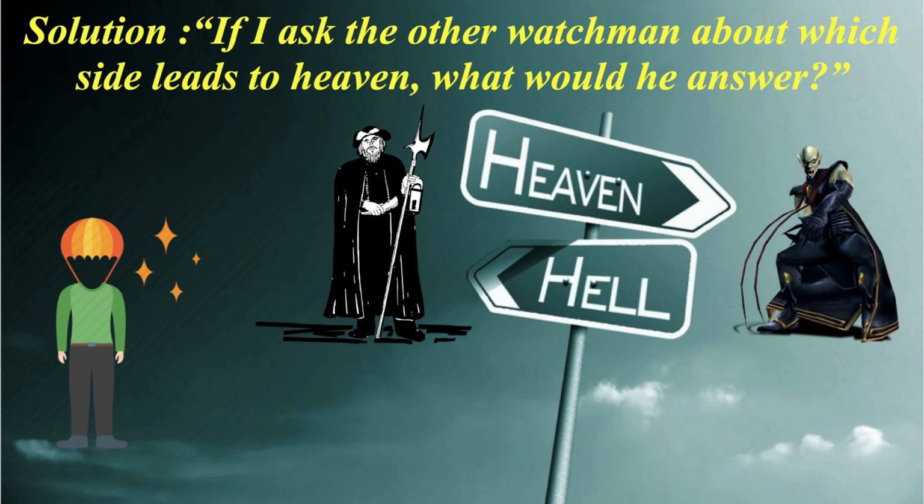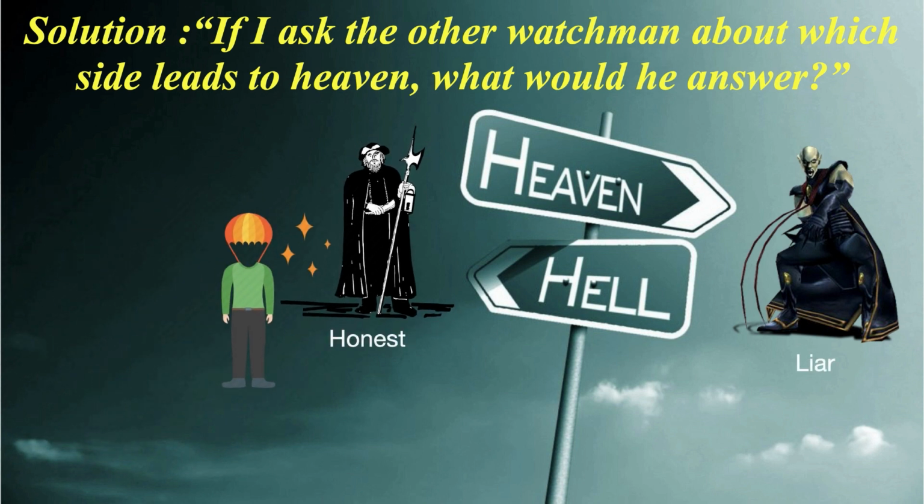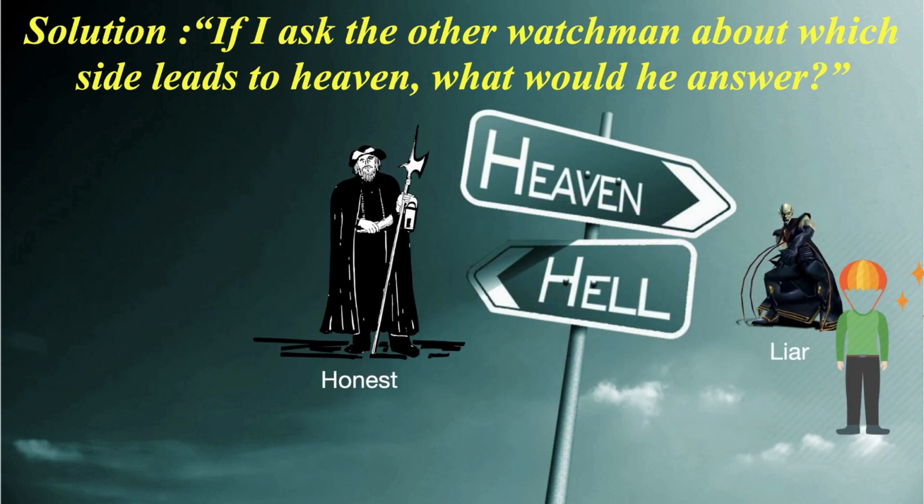Let me explain how this particular solution holds good for this situation. If you ask the honest watchman how the other, that is liar, will answer, he knows that the liar will point towards hell. So he will tell you that the answer will be the hell's door. If you ask the liar watchman how the other, that is honest, will answer, he knows that the honest one will point towards heaven door, but since he is a liar himself, he will tell you the other door, which is the door of hell.